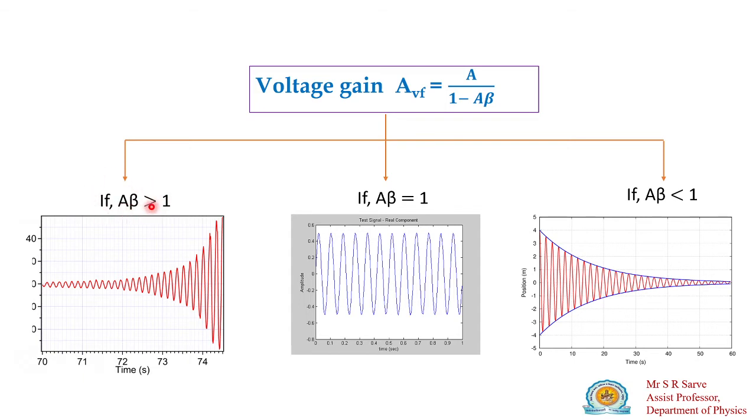If A beta is greater than 1, we will get increased oscillation. If A beta is less than 1, we will get damped oscillation, and if this value is equal to 1, we will get constant amplitude oscillation. So we will get waves having constant amplitude. This is the condition for the Barkhausen criteria.